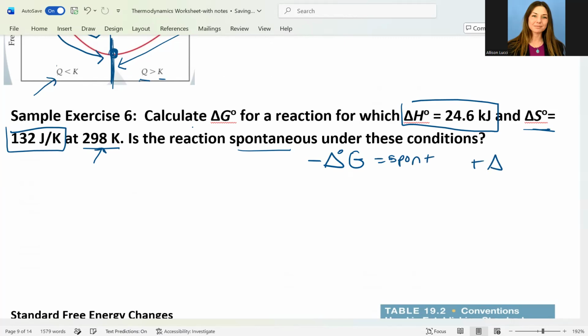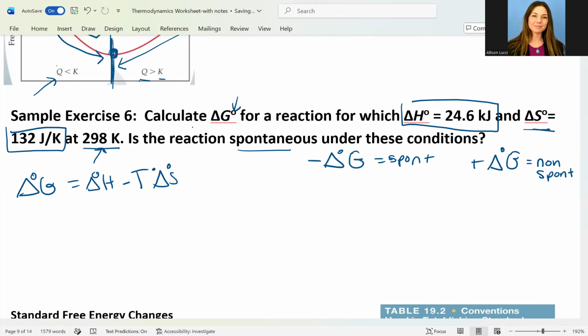If we have a positive delta G naught, then we're going to say that it's a non-spontaneous reaction under these conditions. So what equation would we use? Well, the equation that we were given above, delta G equals delta H minus T delta S. And you see me filling in these degree symbols, these knots. That just indicates that we're at standard conditions. So these values could be pulled from a table if we needed them and they were not given.